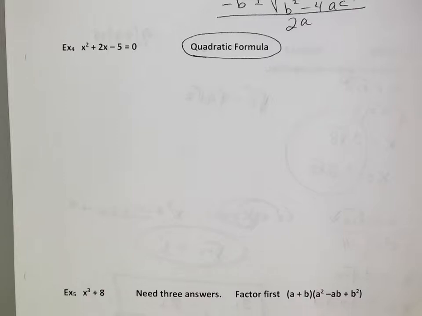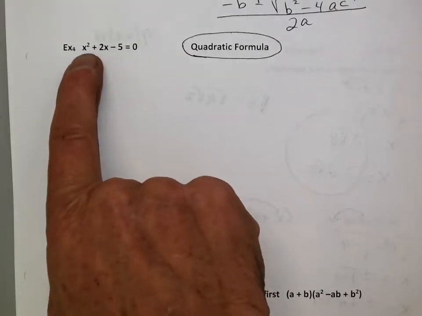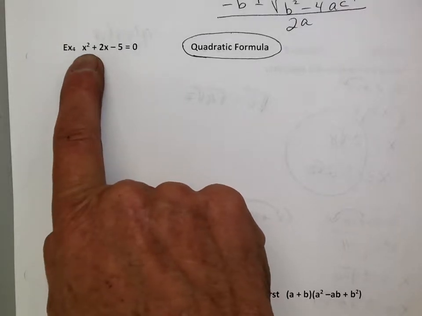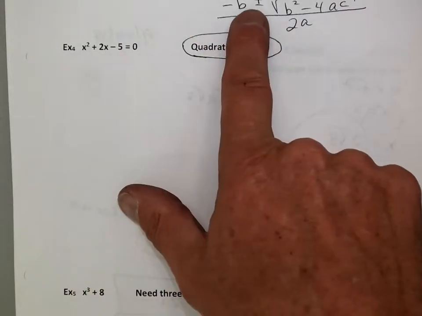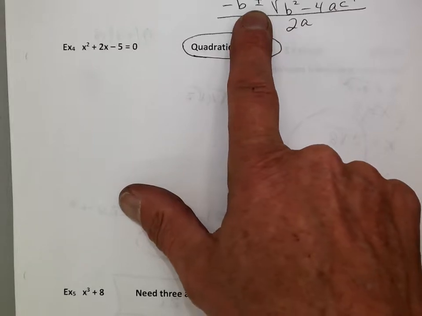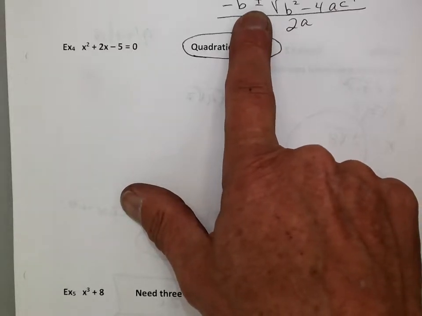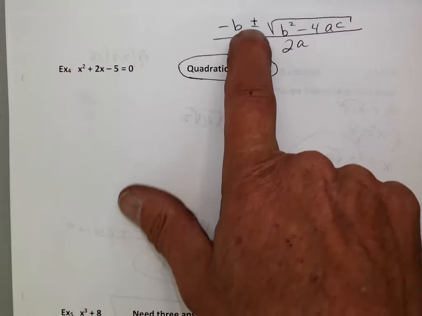Quadratic formula, okay? Negative b plus or minus square root of b squared minus 4ac, all over 2a. Okay, now, before I go any further, easy question. X squared, how many answers? X squared, how many answers? 2. And with the plus or minus in the formula, that's how you get your 2 answers. Does that make sense?